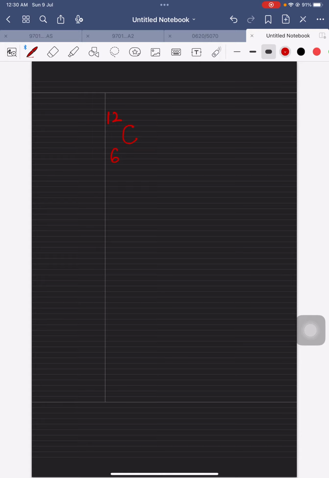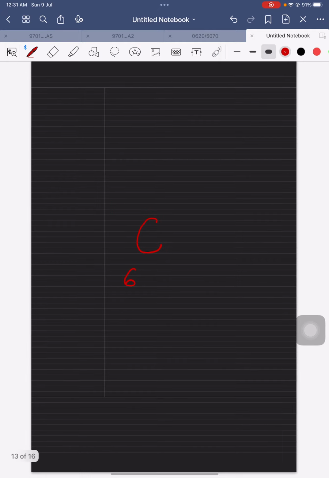Whereas the other number is representing the mass number or nucleon number or relative atomic mass. So I'm going to write all these terms with this right now. I'm going to erase this and write it down in a bigger way. Okay, you can see this thing. This is C and this is 6 and this is 12.